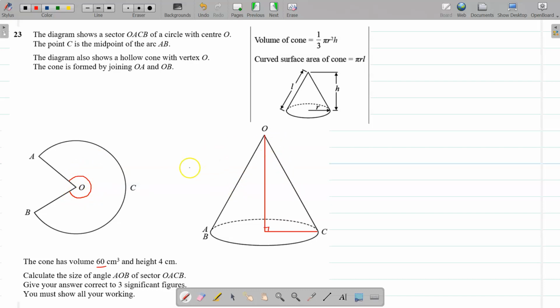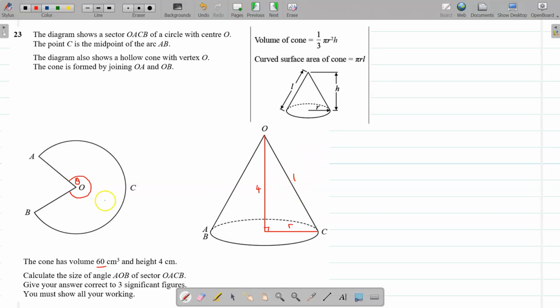All right, so that's the thing we want, and we're going to call that angle theta, which is what we're going to find out. Now we know something about this cone. We know it's got a height of 4. It tells us that in the question. It's got a volume of 60. We'll call its radius r, and this length here I'm going to call L, which is the slant height of the cone.